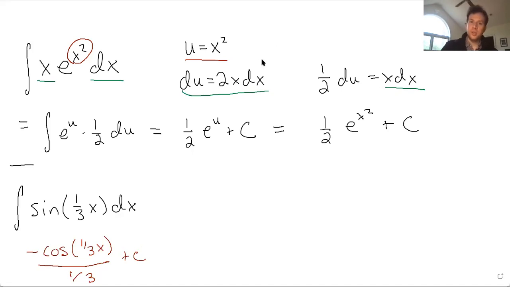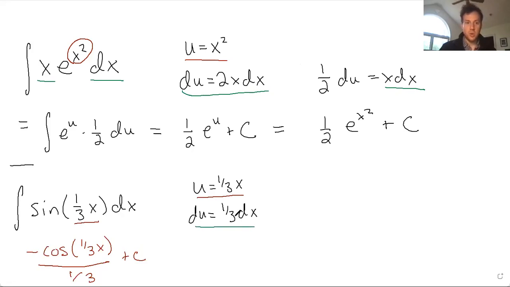But what you can also do, and this is something that if you just like the formalism of U-substitution, you can also do, is say we have an inside function here. So let's say that u is 1/3 x. Take the derivative, du is 1/3 dx. And now if you're trying to pair things up to do this translation, the 1/3 x, that's going to become a u.